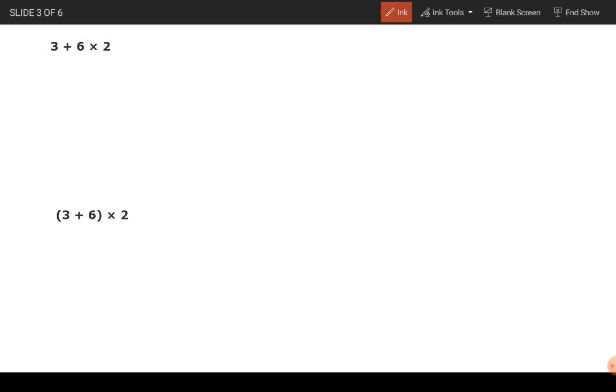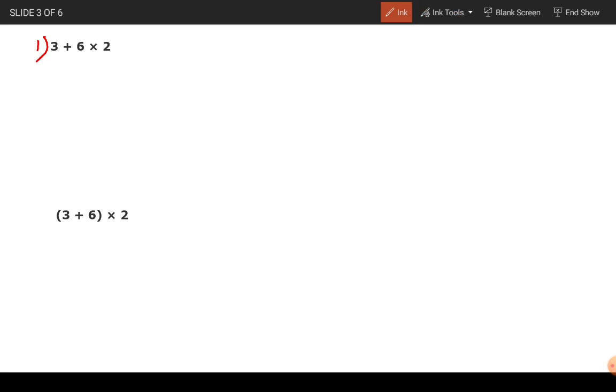Now, here I have shown you two questions. The basic numbers, if you notice, are the same. It's 3 plus 6 into 2 in both the versions. However, both the versions will give you very different answers based on which order of operations you conduct first. Let's look at the first example, 3 plus 6 into 2 without the brackets.